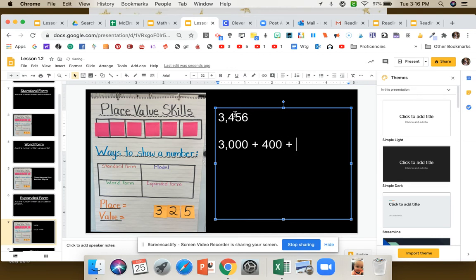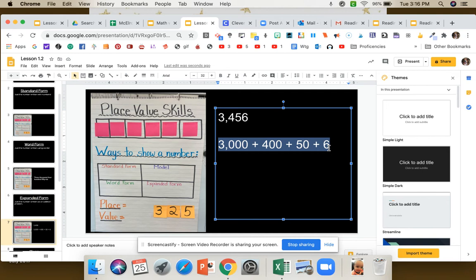Plus, our next place would be the 5. The value, so the place is the location. The value is how much it's worth. So that is the tens place, and there's 5. So that one is worth 50. Plus, here's our last digit. It's in the ones place, and it's a 6. So the place value is 6. So expanded form is just a number written as an addition problem, and it is expanded by the value of each place.